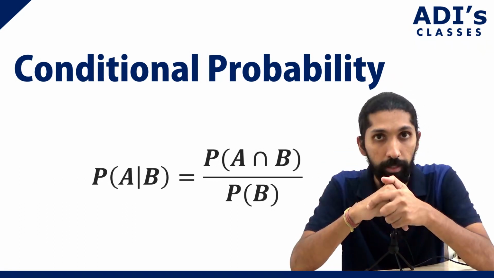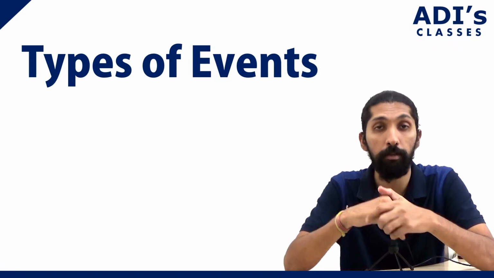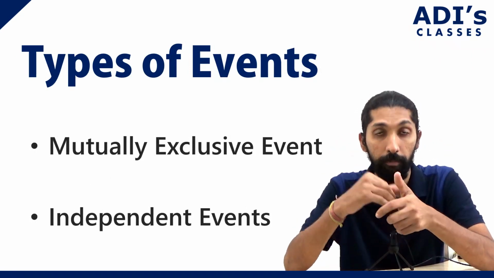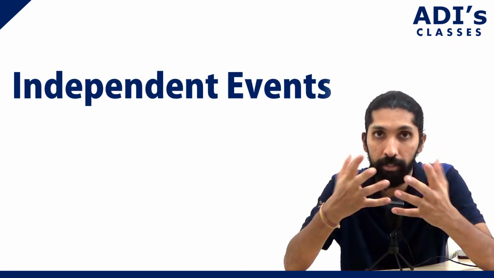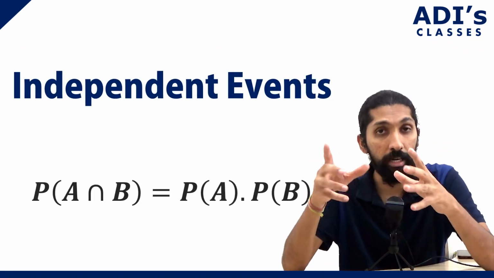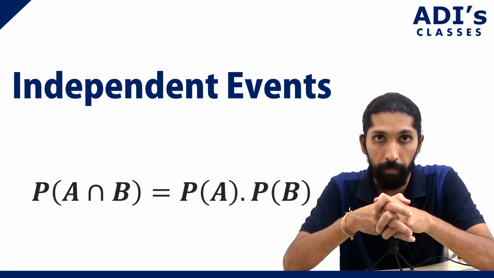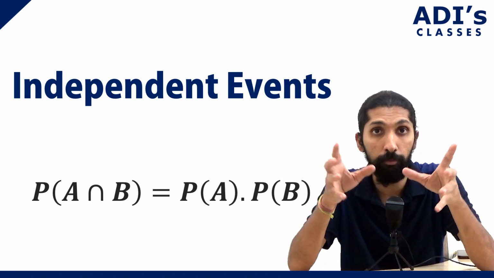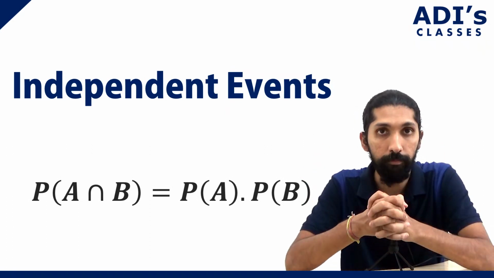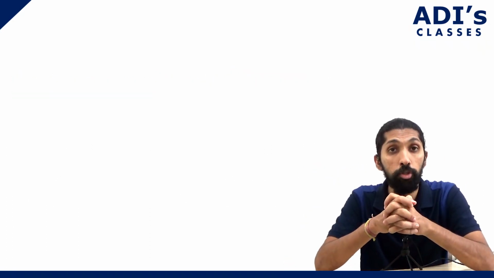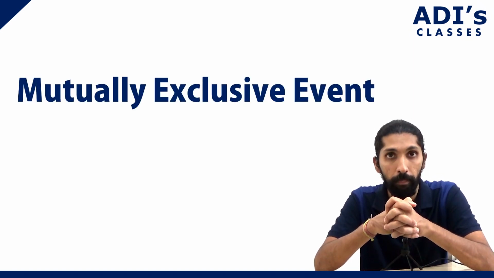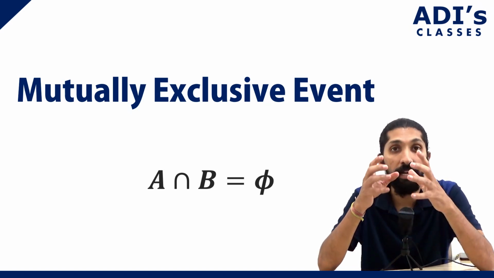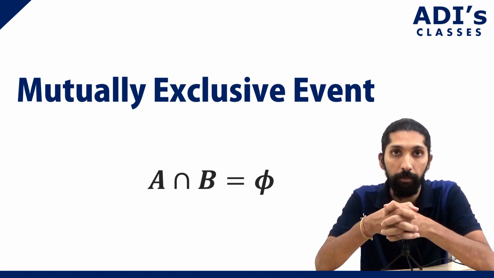Then after this, we discussed different types of events like mutually exclusive events, independent events, all these things, correct? And especially when we talk about independent events, if A and B are independent events, then the intersection is going to be the product of the probabilities of the individual events. There's a formula. And when we talk about mutually exclusive events, the intersection is going to be a null set, isn't it? So intersection is basically the common part.